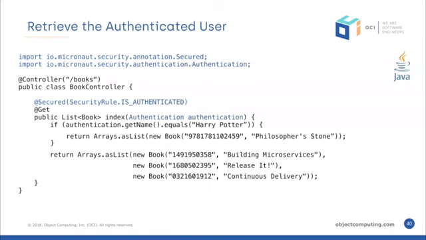If you need more information than the username, you can use Authentication as a method parameter as well. Authentication has the name, but also has getAttributes, which returns a map of attributes. So if you were using something like JWT authentication, you may have access here to all the claims of the JWT token that was used to authenticate.